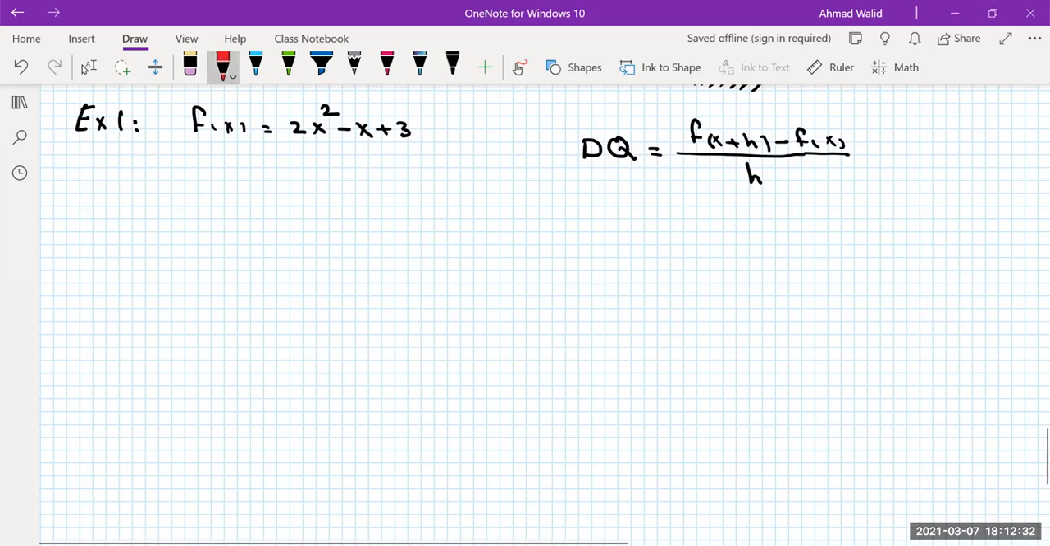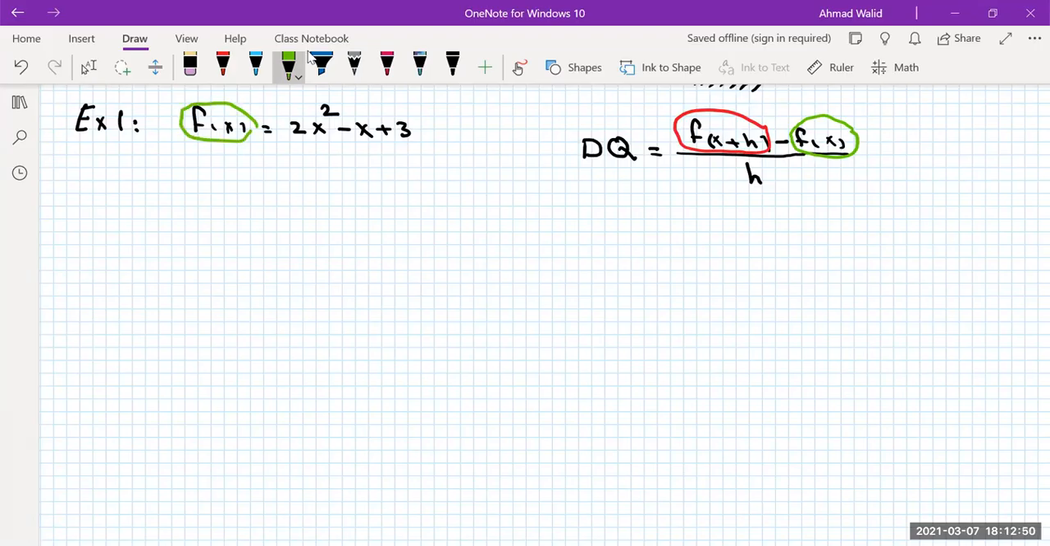Please focus. In your formula, you have f of x plus h, and you have f of x. F of x is not a problem because you have it here. This is your f of x, right? 2x squared minus x plus 3. f of x plus h you don't have. You have to find what is f of x plus h. Not a big deal. You have f of x given to you. Can you find f of x plus h?